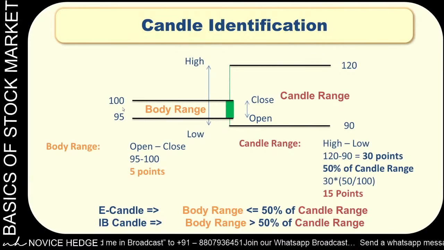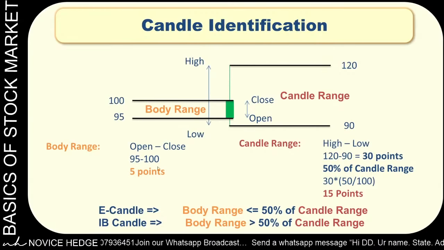Say the open is 95 and the close is 100, so the points difference is 5, whereas the candle range is the difference between low to high or high to low. So the candle range is 30 points. What is 50% of 30 points? The 50% is 15 points. Now we have 15 points on one side and 5 points on the other side.